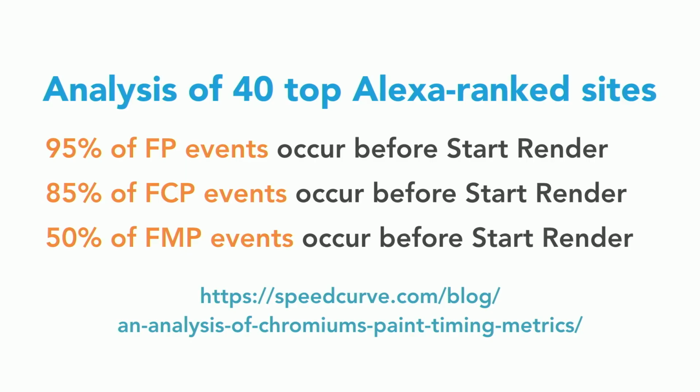So in Joseph's post, he did an analysis of 40 top Alexa ranked sites, and what he found was that 95% of first paint events occurred before start render, 85% of first contentful paint, and 50% of first meaningful paint events for these 40 sites, which are top-ranked sites, all occurred before start render. So essentially, people were seeing pretty much a blank screen in these instances. It's not to say that there's a problem with these metrics. Again, it's going back to that cat rodeo I talked about earlier: you just don't know how metrics are going to behave in the wild on your particular site.